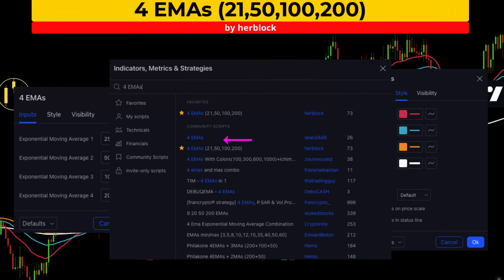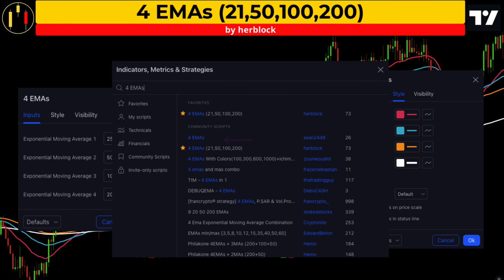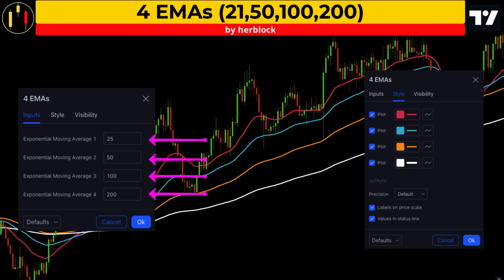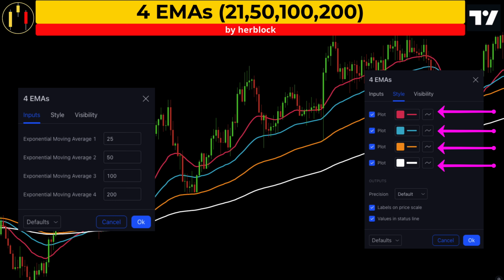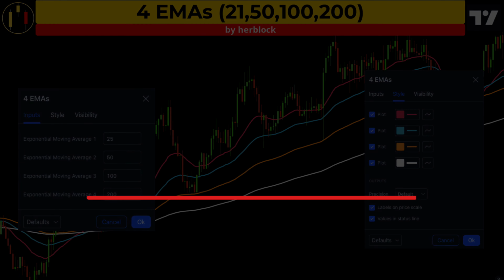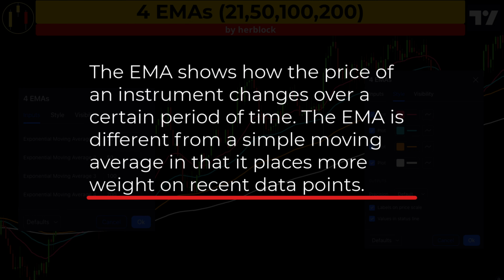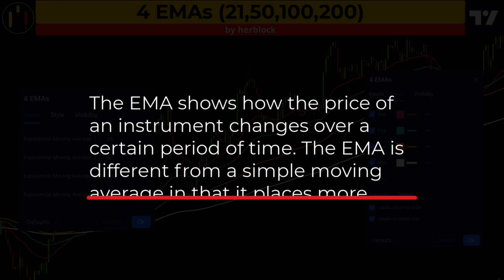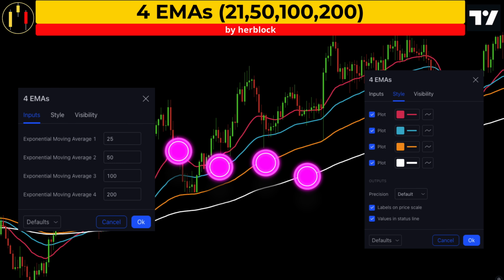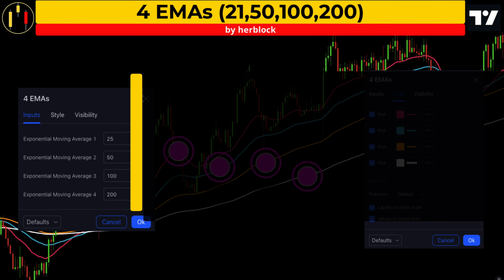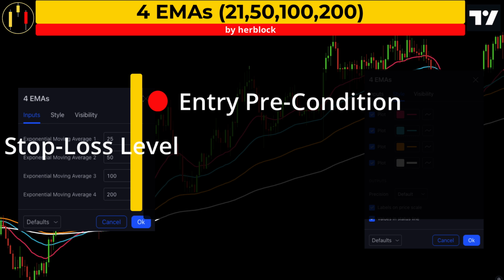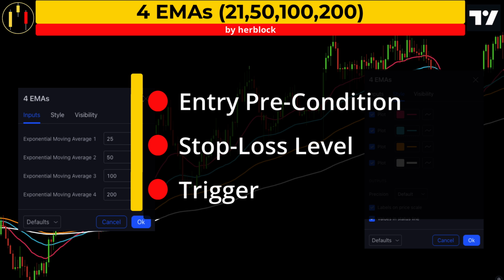The only study to place on the chart is the 4 EMAs by Herblock. EMA 1 through 4 will be set in order to 25, 50, 100, and 200. The colors in order will be pink, aqua, orange, and white. The Exponential Moving Average, otherwise known as the EMA, is probably the most common study traders use. The EMA gauges the trend direction of any instrument. In 4 lines to profit, the EMAs will provide the precondition for setups, stop loss levels, and entry triggers.